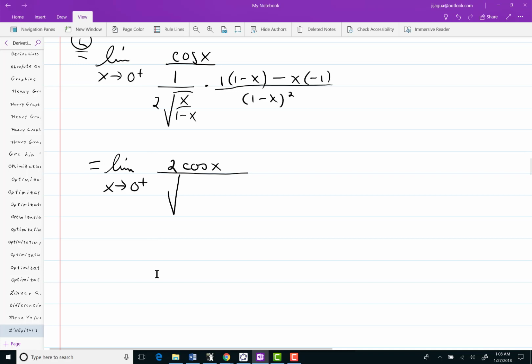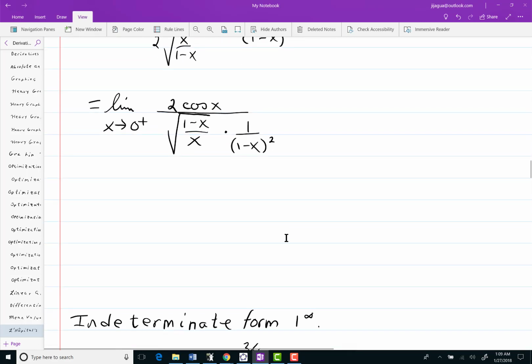Let me keep this here for a minute. Well, actually, I think what I'll do is rewrite this piece as 2 times the square root of (1 minus x) over x. Notice how it flipped there, because I moved it up a step from there. Times, here I'm going to get 1 minus x plus x.